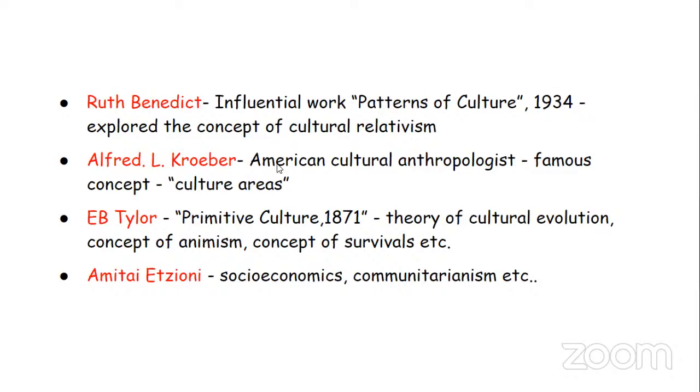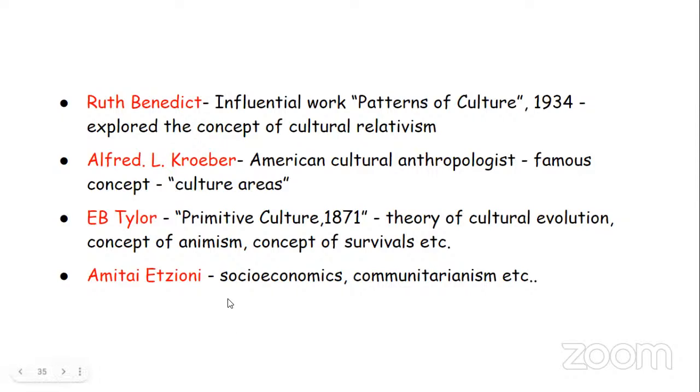Then the next option was Alfred L. Kroeber. He was an American cultural anthropologist and one of his famous concepts is culture areas. So he is also related to culture. Then the third option was E.B. Taylor. Of course, Taylor is related to culture. His famous book is Primitive Culture, published in 1871. His major theories include the theory of cultural evolution, the concept of animism, and the concept of survivals. All these we can relate to the study of culture. So E.B. Taylor is also related to the study of culture.